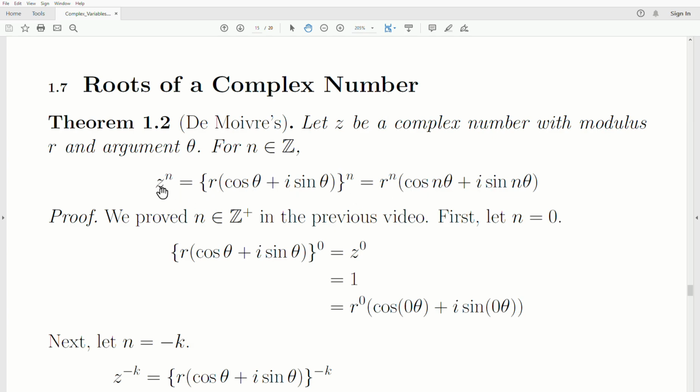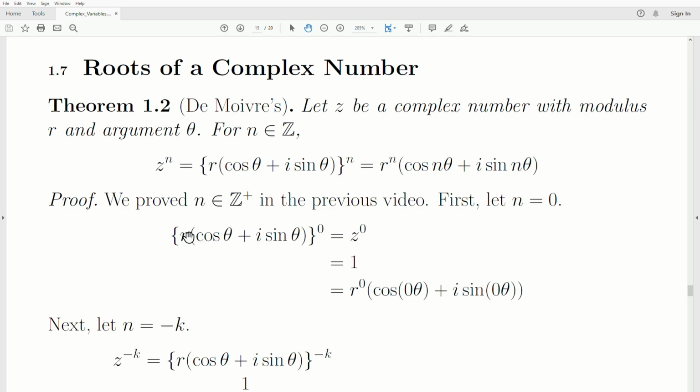So the complex number raised to the nth power, expressed in polar form, is just r to the n, and you take the argument times n, whatever you raise it to. Again, we proved it for positive integers in the previous video. So let's first expand it to n equals 0. The complex number raised to the 0th power, z to the 0, is 1. But if we look at r to the 0, cosine of 0 plus i sine of 0, this is exactly 1, and that's what we wanted to show. So it does hold when you raise it to the 0 power.